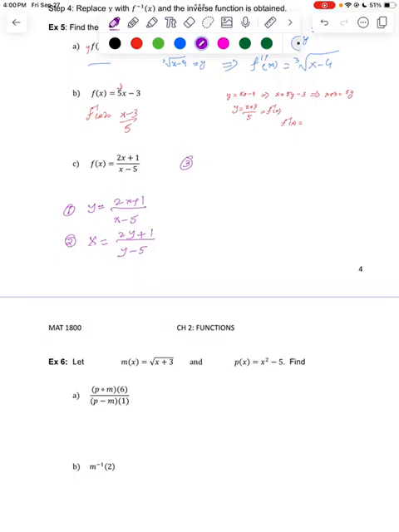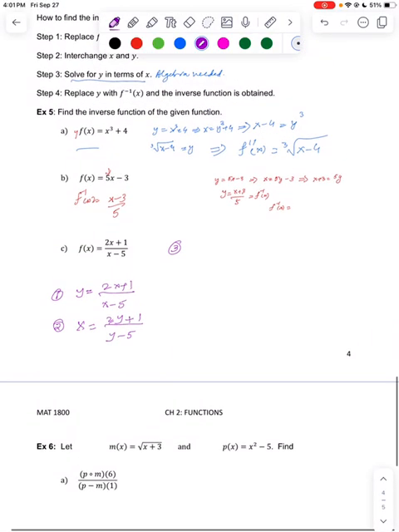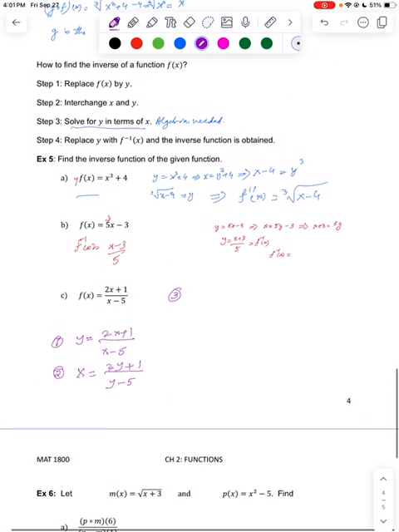I will cross multiply. Here we can do the cross multiplication because there is an equation here. So we cross multiply, okay? And sometimes it will happen that you might have some extra things there. So you still cross multiply. So x times (y minus 5) equals 2y plus 1.